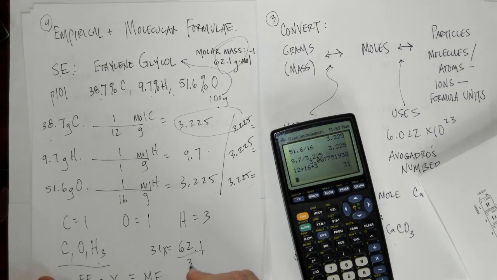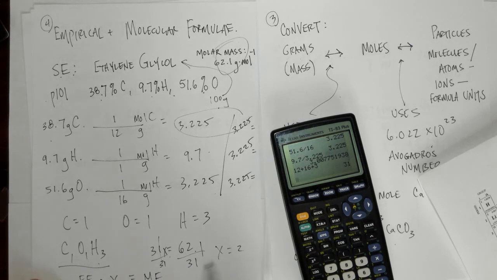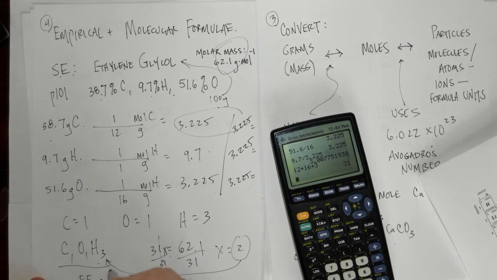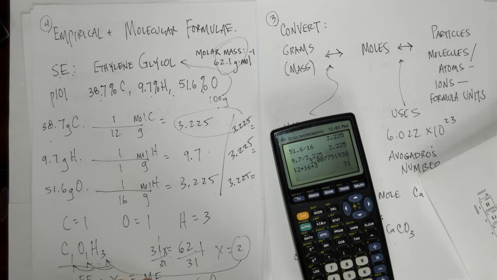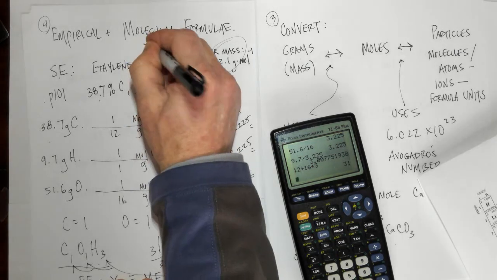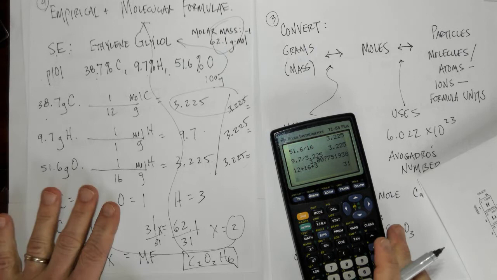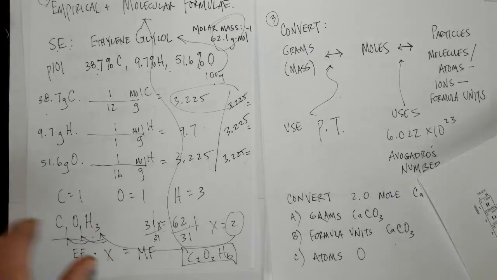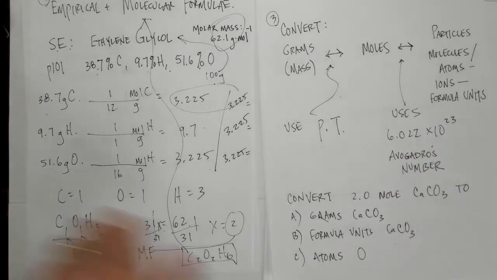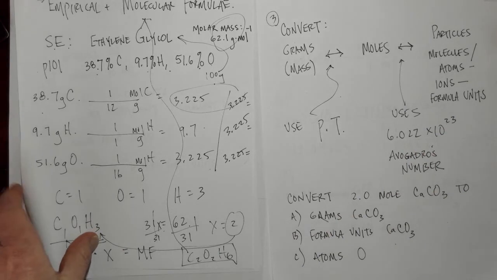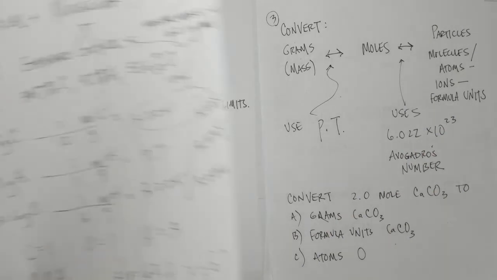Oh, it looks like it's going to turn out pretty nice, right? You're going to end up with x equaling 2. You have to multiply each one of these subscripts by 2, and then you end up with C2O2H6 as your molecular formula for ethylene glycol. All right, pause the video now or rewatch if you need to. If you have questions about that, type me or send me a question if you're not sure how to do one of those.